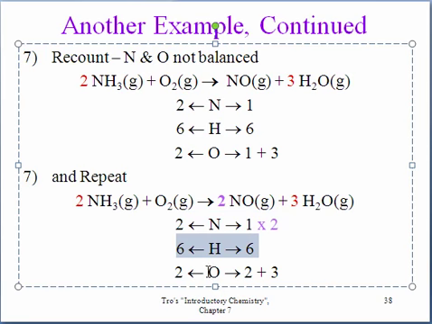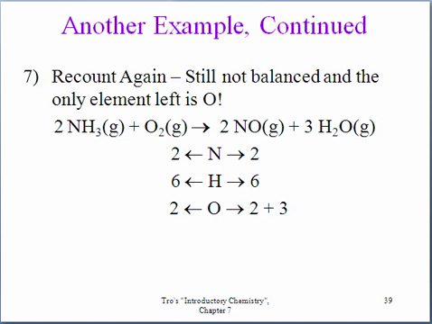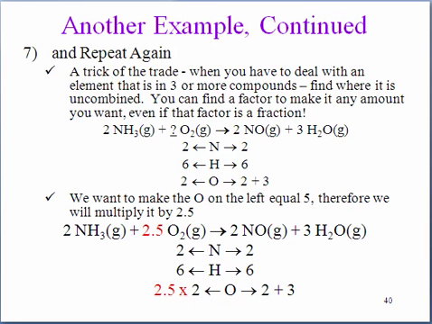So now I have a balanced nitrogen. My hydrogen is balanced. The only thing that is not balanced is my oxygen. I have a total of 5 oxygens now on my product side. So here's the equation so far. Everything's balanced except oxygen. Okay, now how do I get 5 over here?